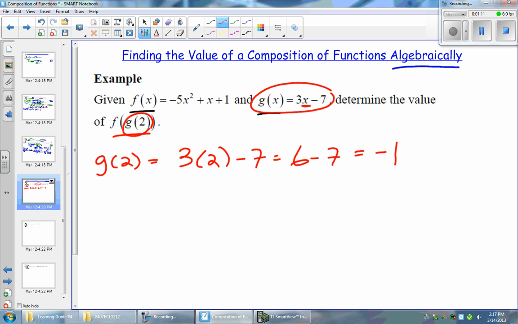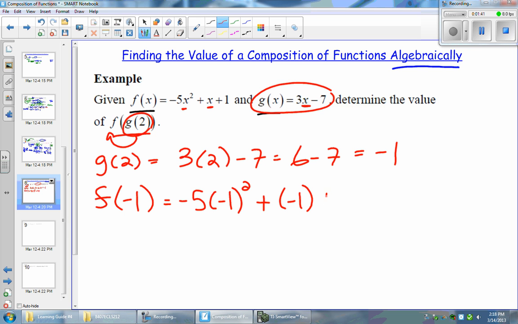But we don't want g of 2. We want f of g of 2. So you're going to take that g of 2 value, which is -1, and you're going to put it inside the f function. So f of -1. So instead of working with the g function, we're going to work with the f function. So wherever you see an x in the f function, you're going to put in a -1. So -5 times (-1) squared plus -1 plus 1.